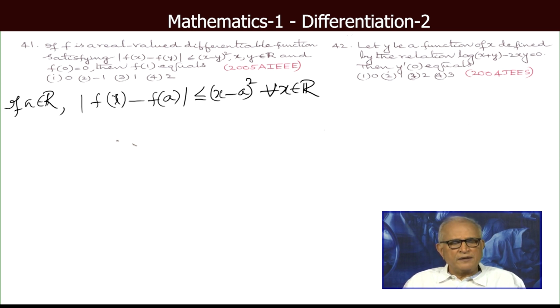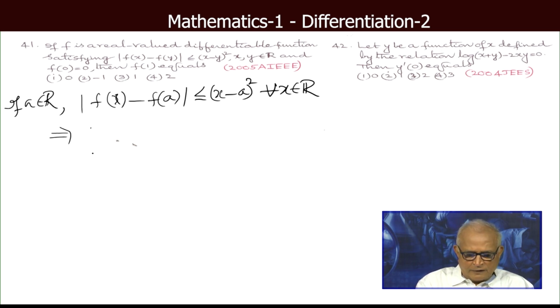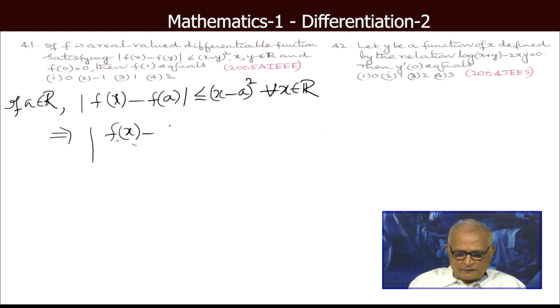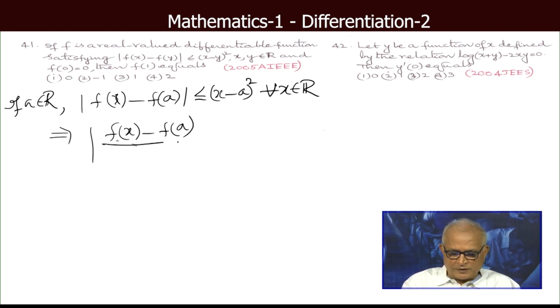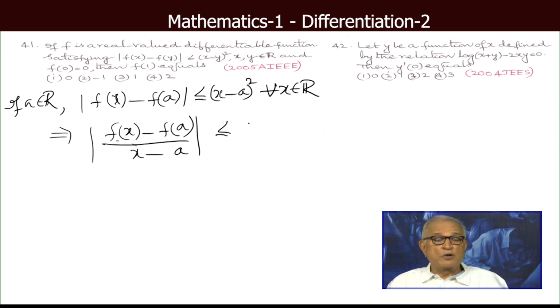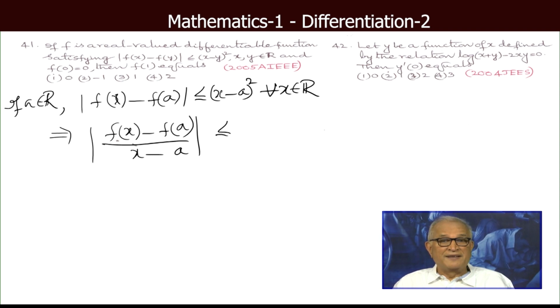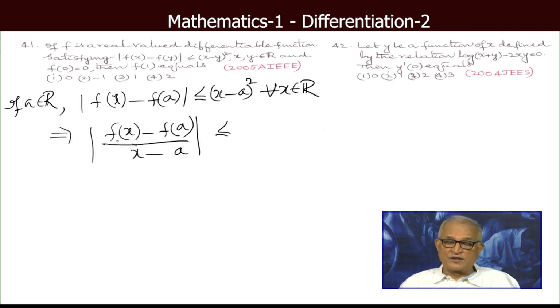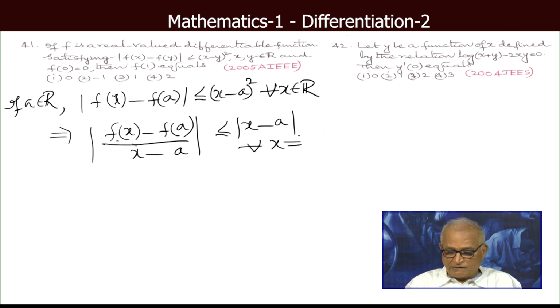Now divide throughout by mod x minus a. Mod f(x) minus f(a) by x minus a is less than or equal to (x minus a) whole square by mod x minus a. When you divide (x minus a) whole square by mod x minus a, you get mod x minus a, for all x not equal to a, because we are dividing by x minus a.